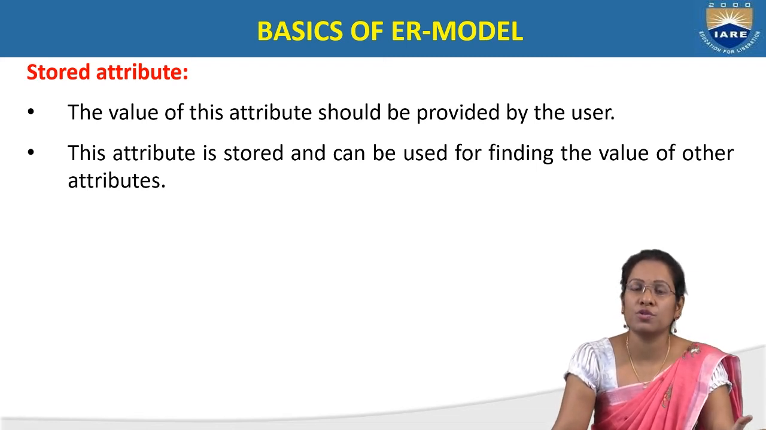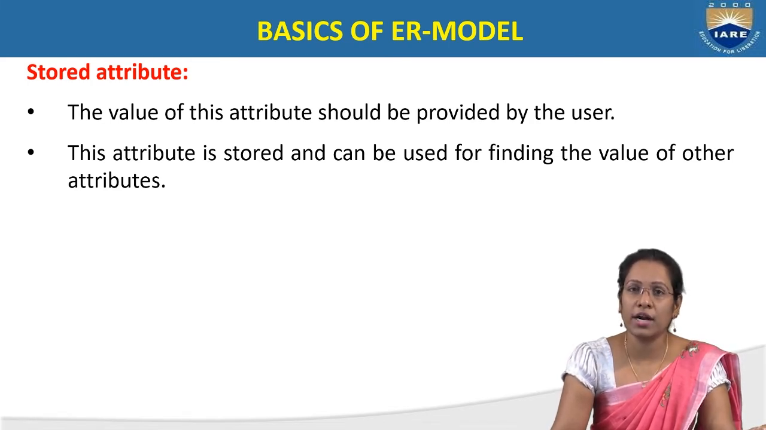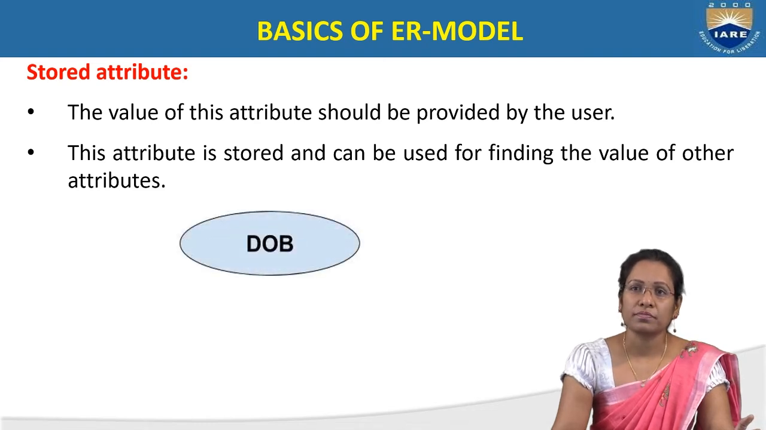For example, I can give student date of birth, which should be given by the student only. No one else can give it because only he should know his date of birth. So this date of birth is nothing but a stored attribute given by the user, and it will be held in the storage, which will be used by the other attribute to extract the result. And it is also denoted by an ellipse.